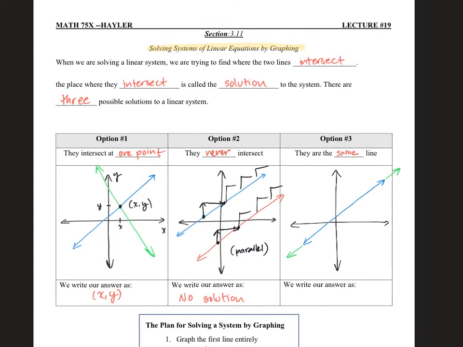So now what would my answer be for this system? Remember, we're trying to figure out where they intersect. Well, they intersect here, right? And how about there? How about over here, or over here, and here, and here? They intersect so many times, it's not possible to count them. So how would we describe how they intersect? Well, the answer would be they intersect infinitely many times.